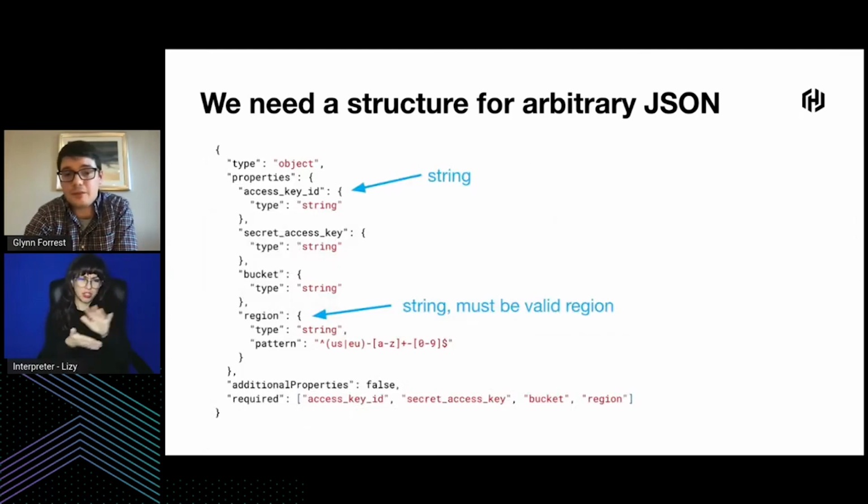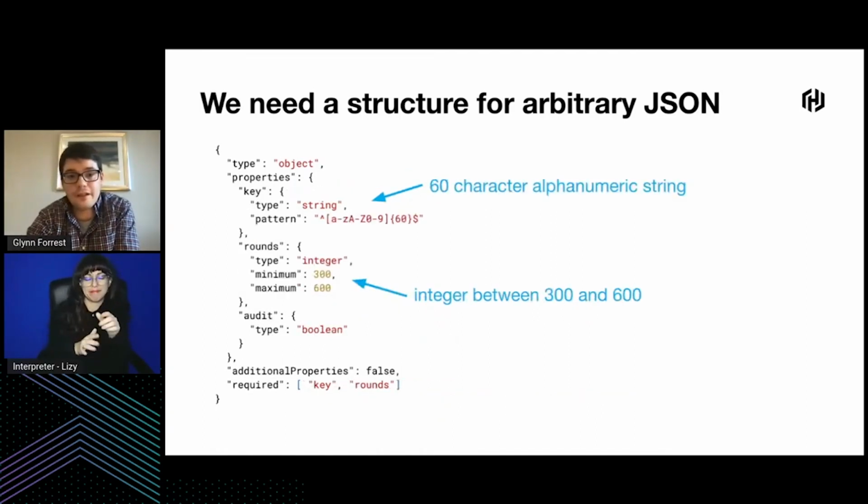So here's an example schema for our AWS access keys. We can see we've got the 4 properties listed here. They all have a type of string. And then region has some extra requirements. It must match this regular expression. Then we have additional properties, false. We can't allow any other keys into the secret. And all 4 of those keys are required. Here's the same for that encryption key, fictional data type we had there, where we have a key and rounds, and then also an optional audit flag as well.